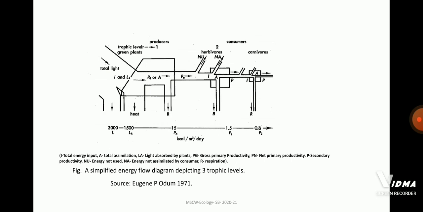Finally, a very important energy flow diagram, also called a simplified energy flow diagram depicting 3 trophic levels, can be very clearly seen in this slide. It's a diagrammatic representation, and it is very important to show the flow of energy and also to give the importance of the 2 laws of thermodynamics which operate in the ecosystem.